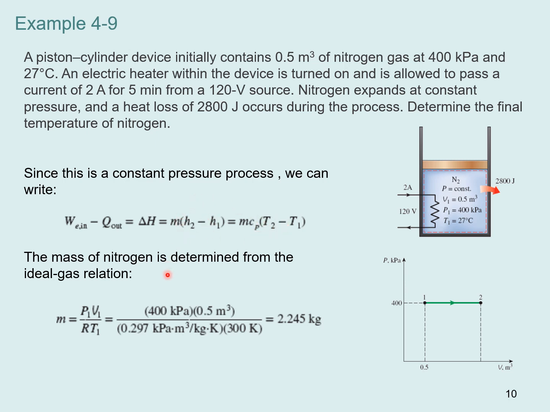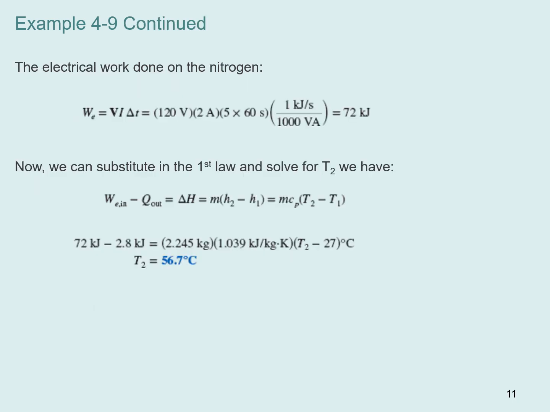So the mass of the nitrogen, how do we find that? Well, we use the ideal gas law to find m. We plug in what the values are. You get 2.245 kilograms. The electrical work in is given by the voltage times the current times the change in time. You get 72 kilojoules. So now we have everything we need to plug into the first law.